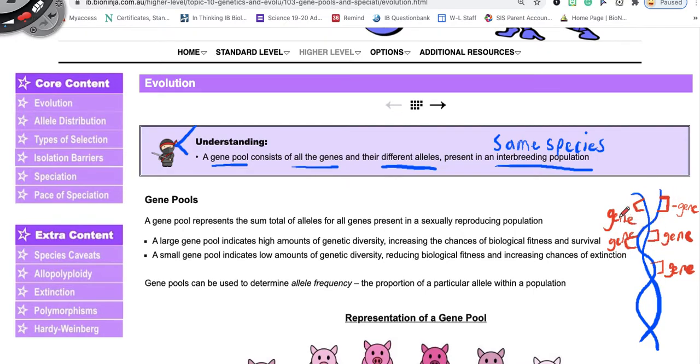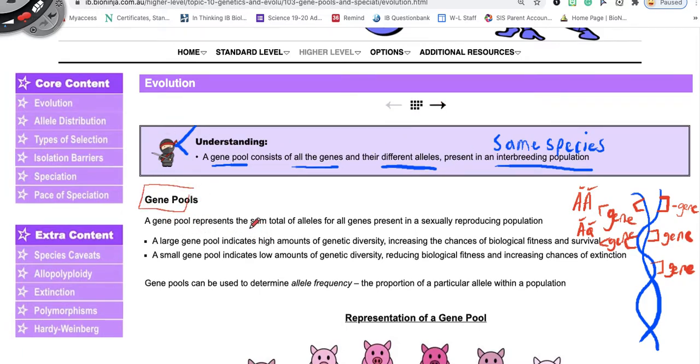The alleles would be the variations of this gene. This gene could have a variation of homozygous dominant. This gene can have a variation of both dominant and recessive, which is heterozygous. So the alleles are just the variation of the gene. And remember, there are two variations of each gene. Okay, so what is a gene pool?